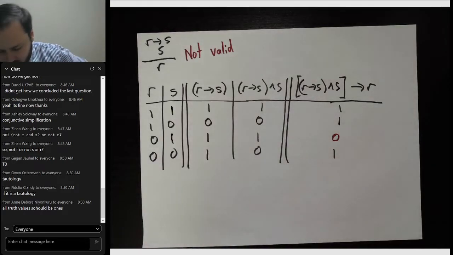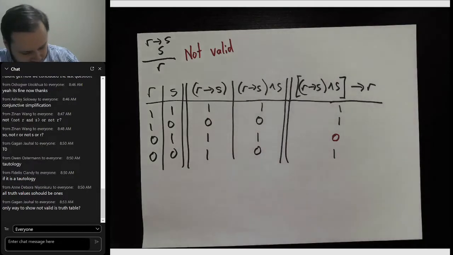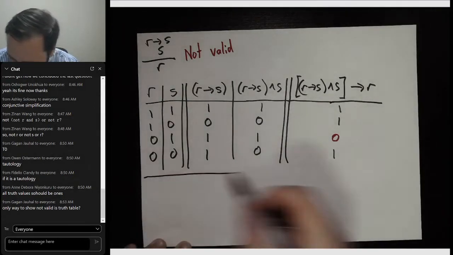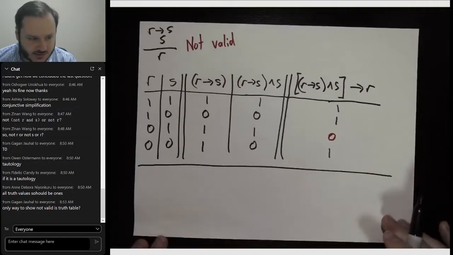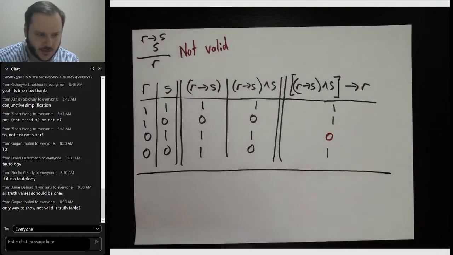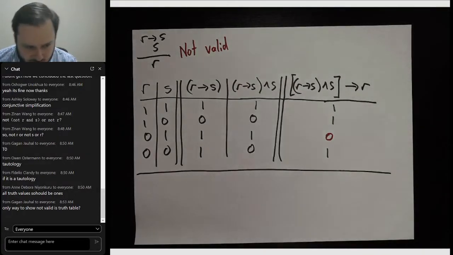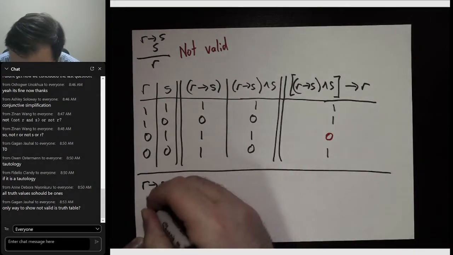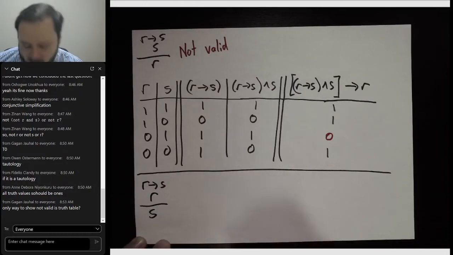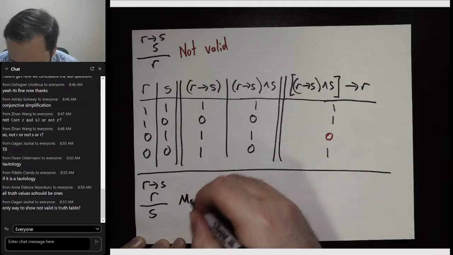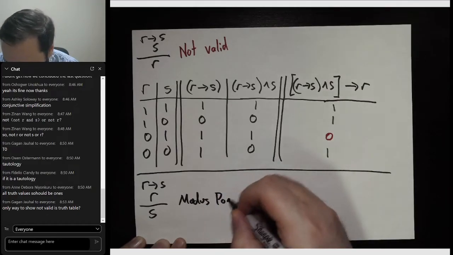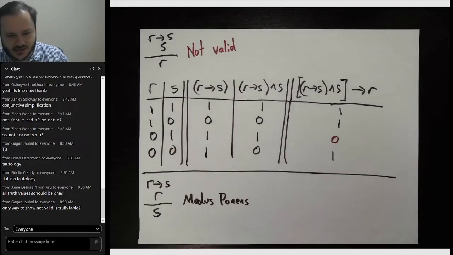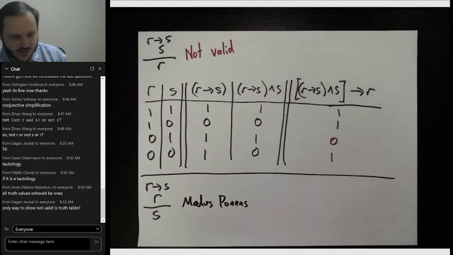So what happened here? Just as a reminder, one of our laws of inference, good, this is a good question I want to get to in a second. One of our laws of inference was R implies S, R, conclude S. This was modus ponens. This is not modus ponens. This is different. I want to talk about the difference between these two things, but first I want to answer this question from chat.